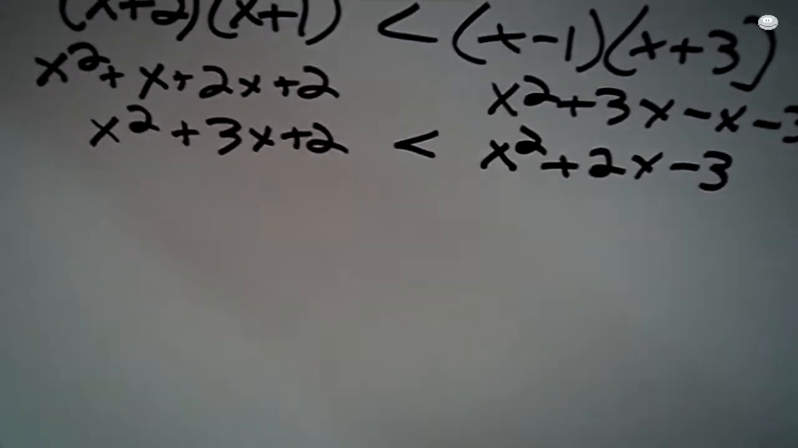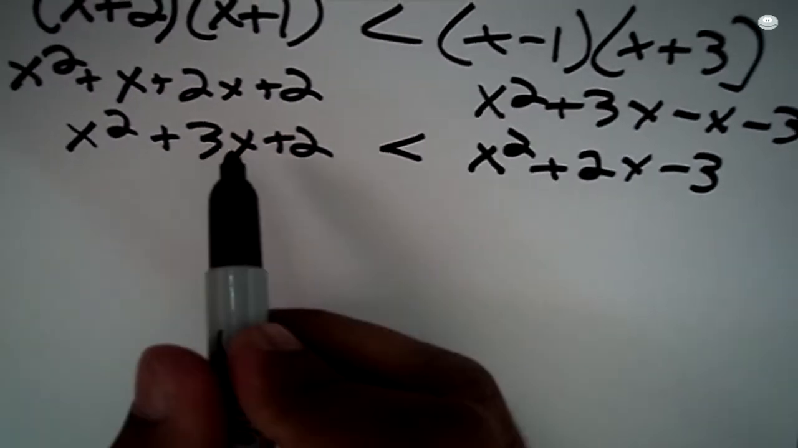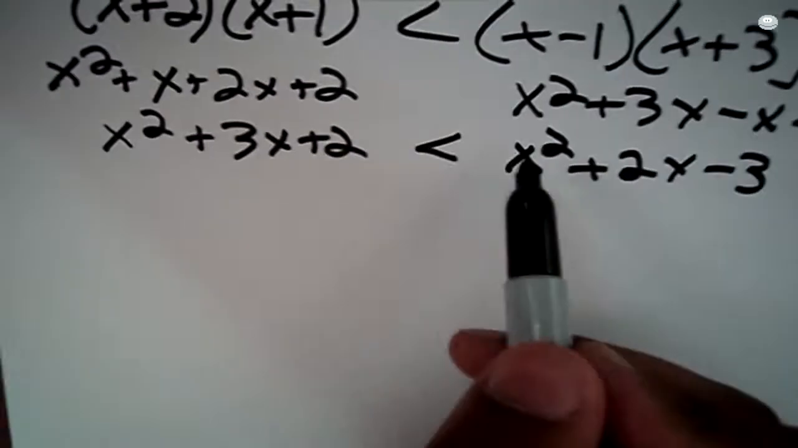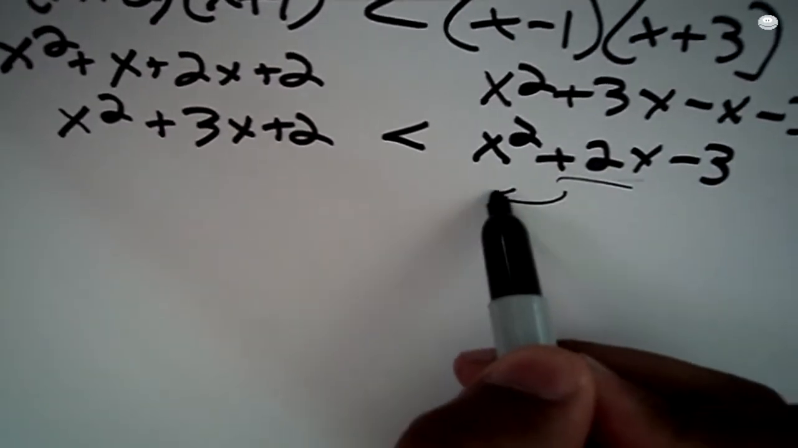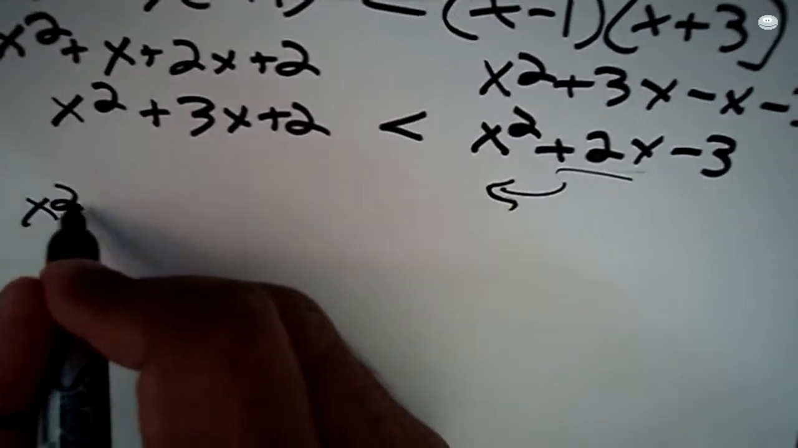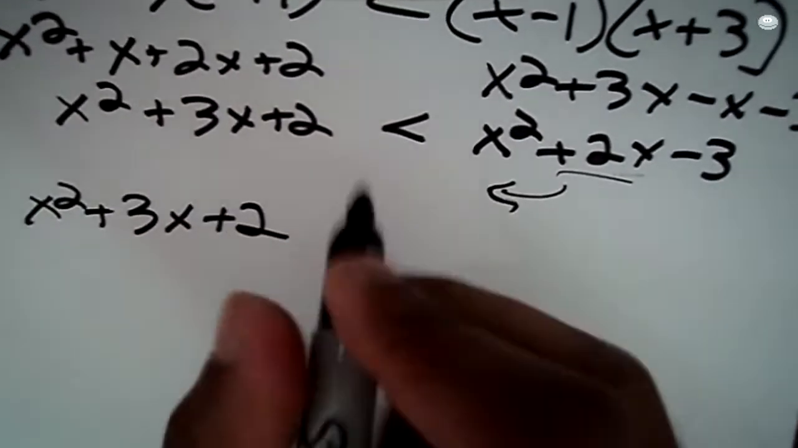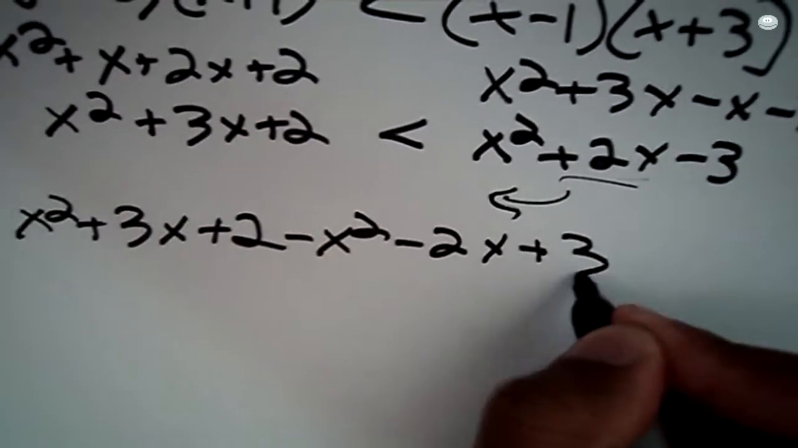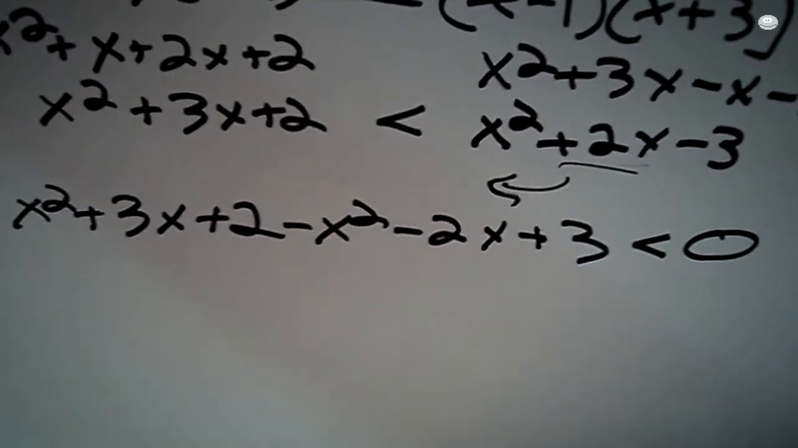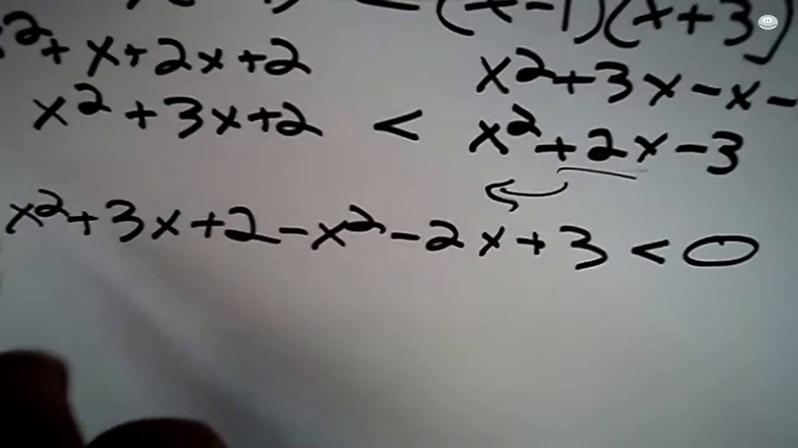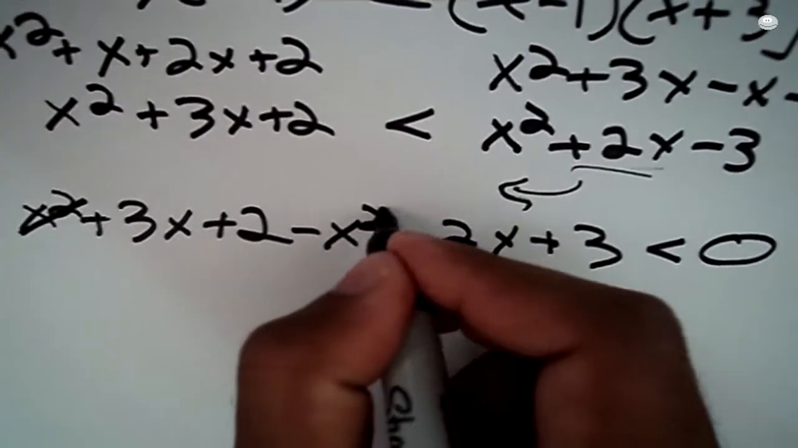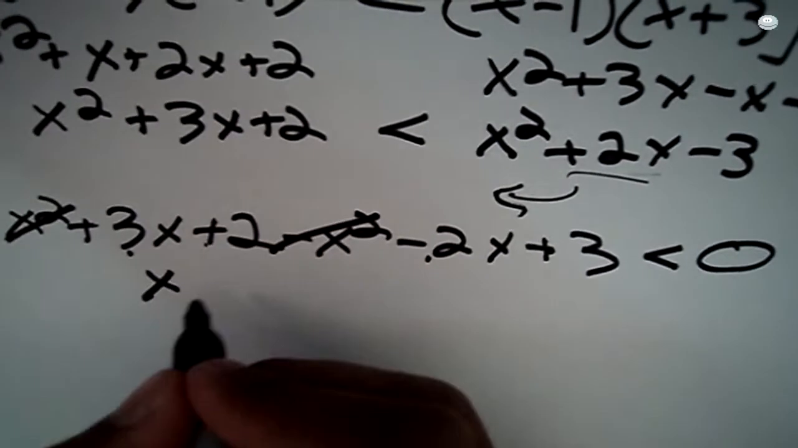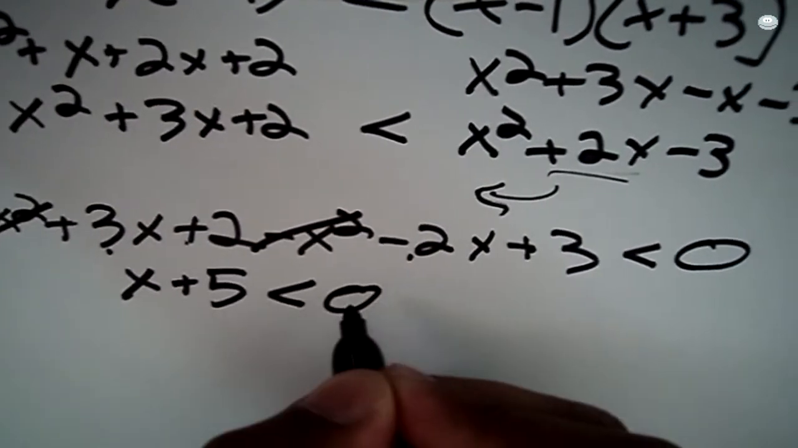When solving rational inequalities, you can bring any quadratic expression to any side. So in this case, we're going to bring this over to this side. So you get negative 2x and 3 on the left, and 0. Okay, and our next step is to simplify. So this cancels out with this. You get this minus that gives you x, and then here you have plus 5 and then 0.